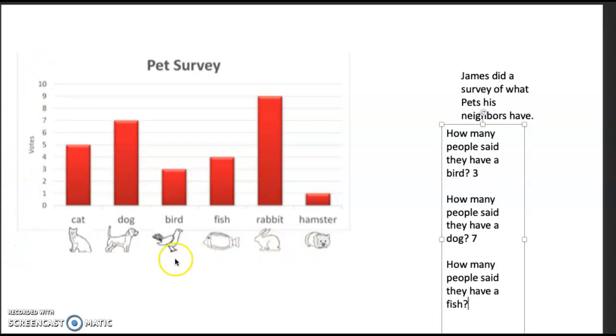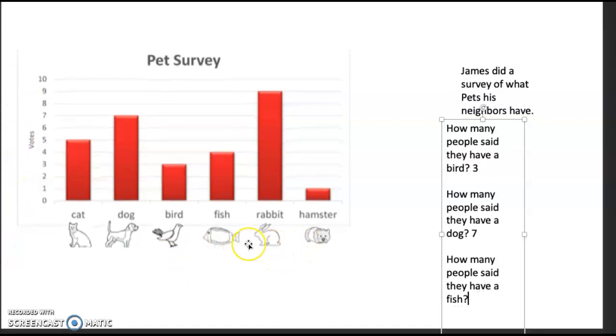So you went over here and you saw that, okay, it looks like the pet survey. Some people had some fish because I can see the bar goes all the way up here. And when I follow the top of that bar all the way over to the left-hand side, it stops at a number and it says that there were 4 votes.